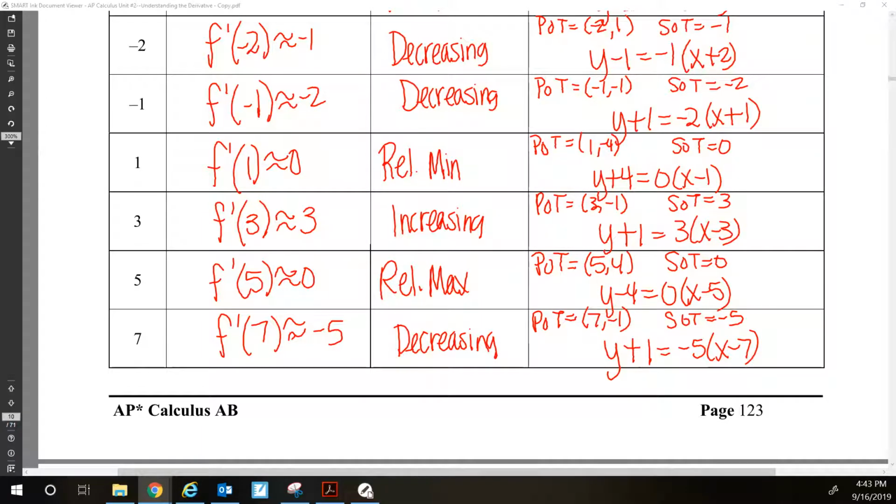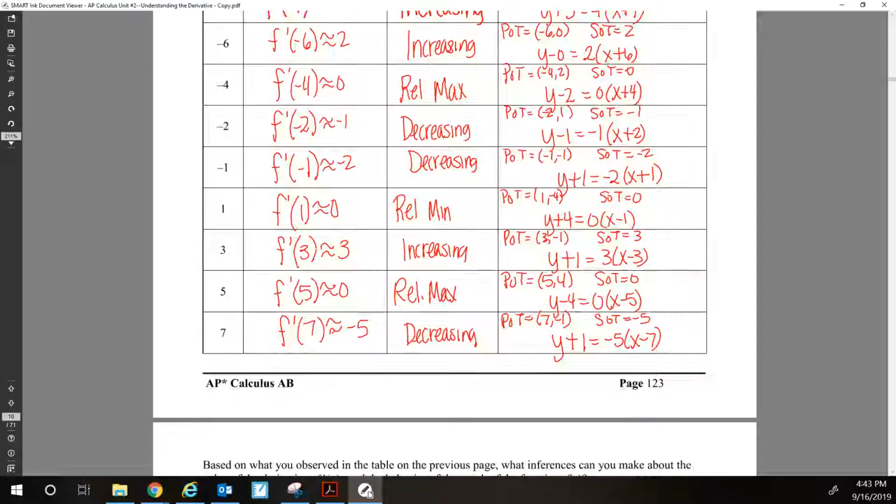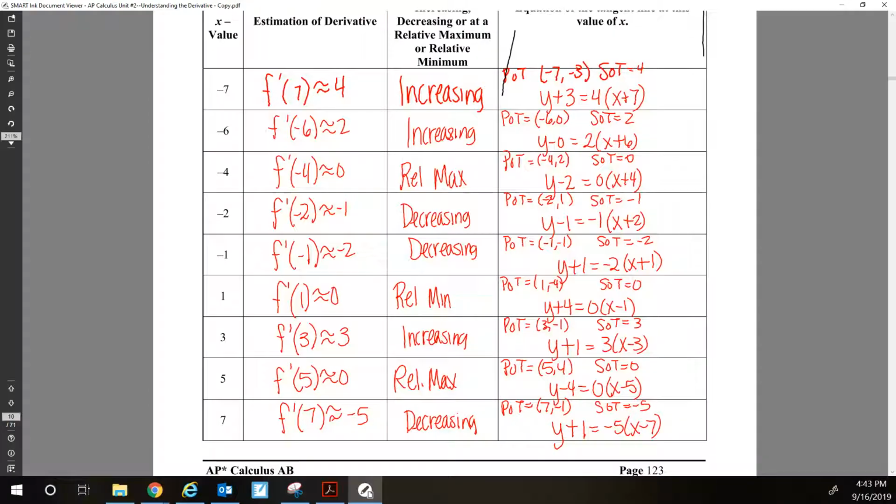All right, guys, let me shrink this down a little bit. I'm going to talk about it. What did you notice on the table? Where's the table? Let me go. There we go. There it goes. What do you notice about this table? Do you see any relationship between the value of the derivative and whether it's increasing, decreasing, max or min?